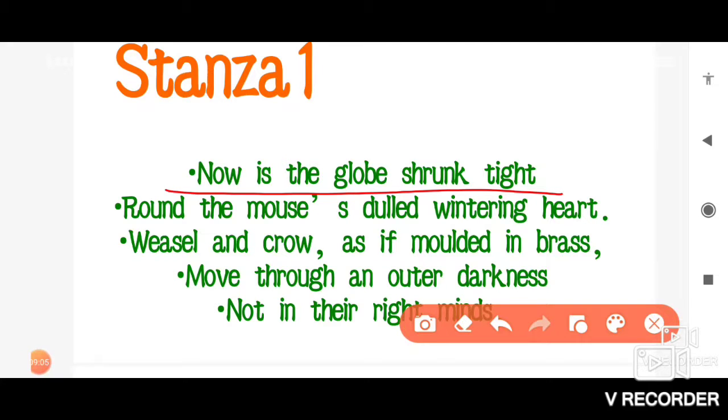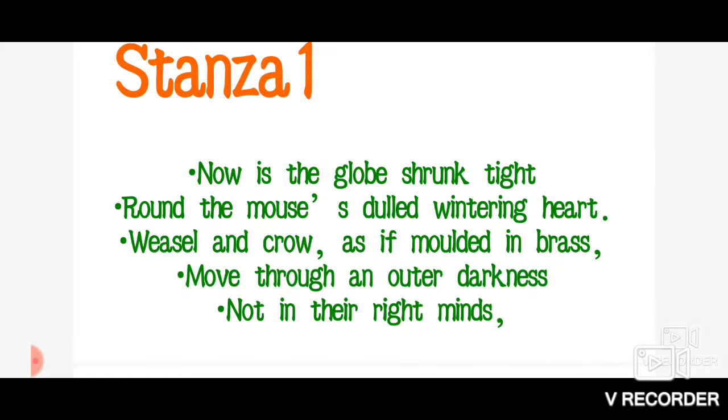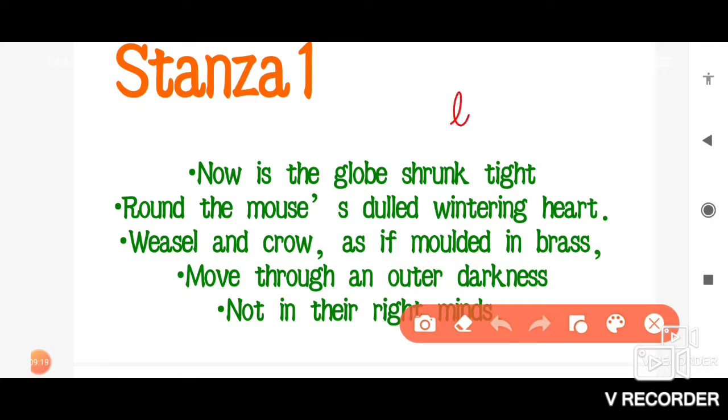Now is the globe shrunk tight. What do you mean by it? क्या इसका मतलब ये कि ग्लोब का साइज पहले इतना था और अब इतना हो चुका है? Does it mean that the size of the globe has shrunk? No. The poet means that the life on the earth has shrunk. Everything which used to survive, which was present on this particular globe on earth, has become lifeless.